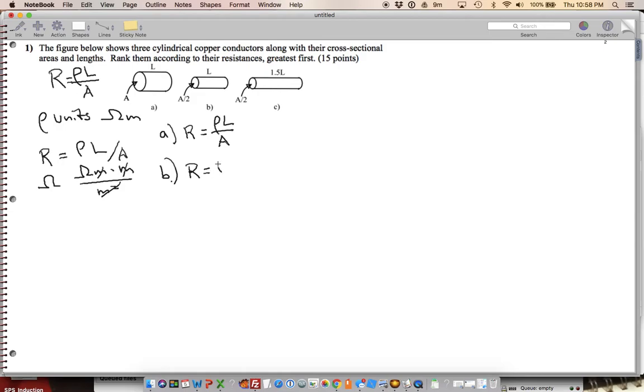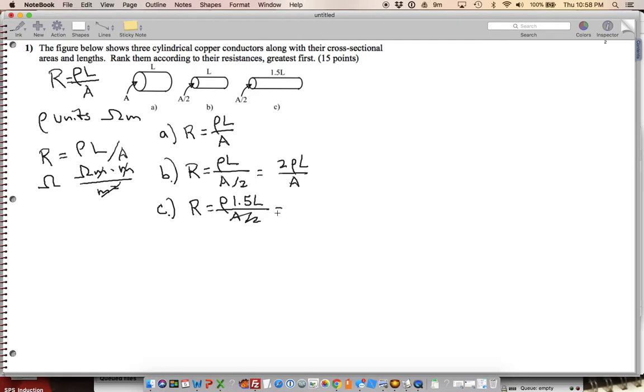So I'm going to have rho, the L is the same again, but now the area is going to be A over 2. So that tells me that for the resistance here, for B, I'm going to have 2 rho L over A. And then for C, I'm going to have R is equal to, same rho, now I'm going to have 1.5 L, that's the length here, and then my area is going to be A over 2.